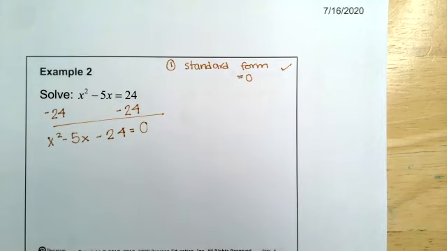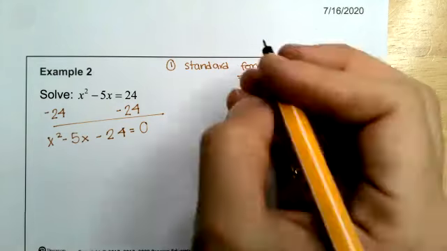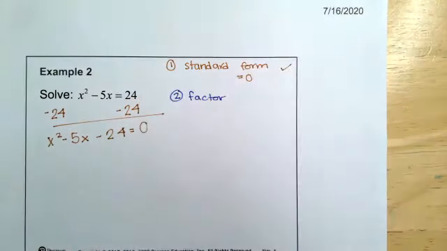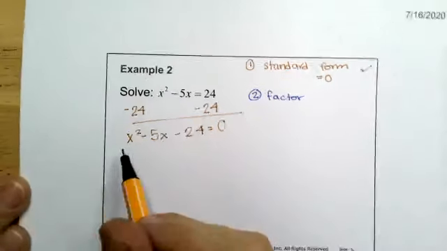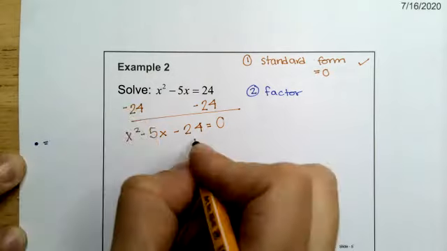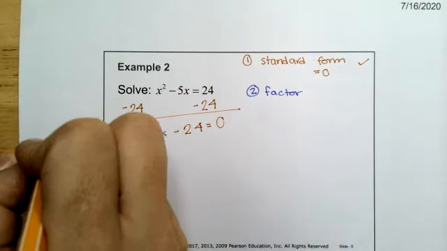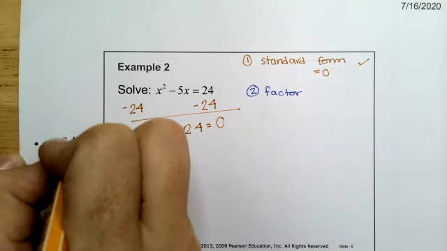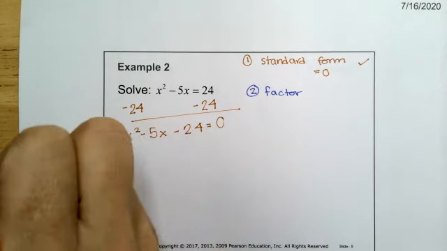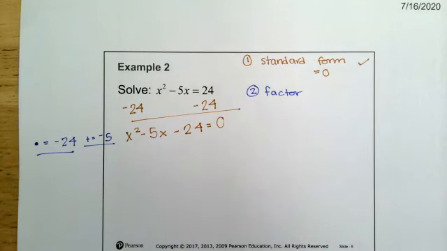Good. Next, the hard part, factor the polynomial. This is what we've been working on this unit. Good. So we have x squared minus 5x minus 24. That means our a is just 1. So we need to find two terms that multiply to equal a negative 24 and that add to equal a negative 5. So you see as well, negative 24 and a negative 5.